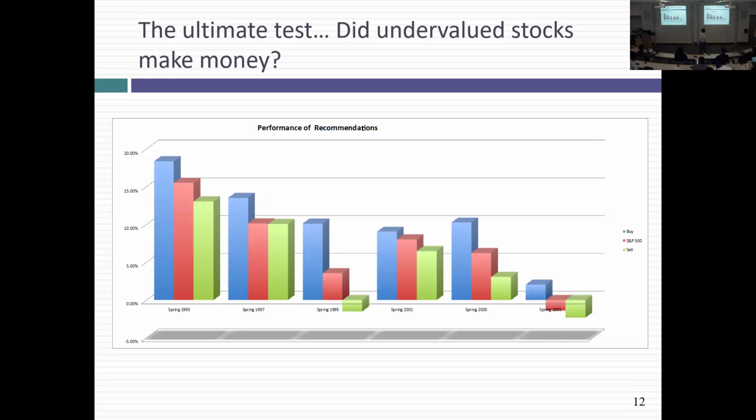The last one I stopped at was spring of 2009, and I now have the numbers. If you look collectively at the buys, the holds, and the sells, the good news is that there is some information there. If there were no information, in this graph the buys, the sells, and the holds would all look the same.